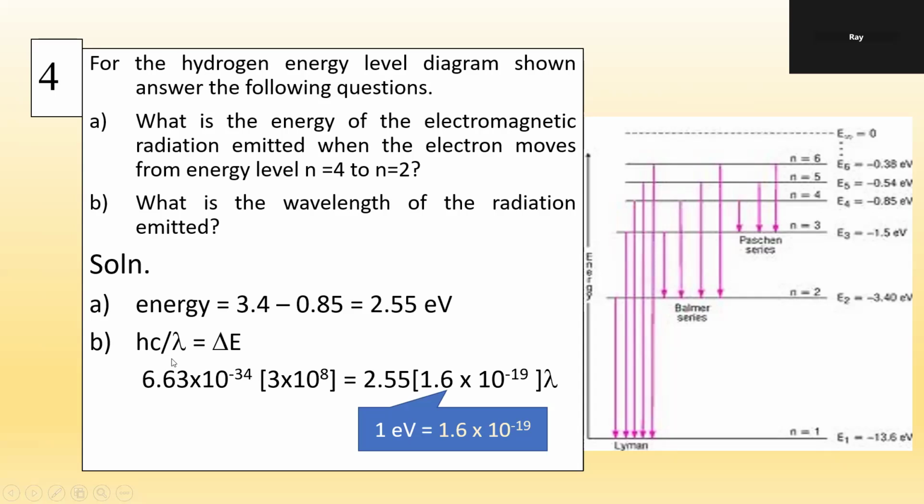Teacher, must I memorize Planck's constant? Planck's constant is given in the data sheet, so you don't need to worry. Go to your data sheet. There's the Planck constant, there's the speed of light. Take E as 2.55, which is this one. Change it to joule. Right? 1 electron volt is 1.6 × 10^-19 joule. Then calculate your lambda. Which part of the electromagnetic spectrum is this one?